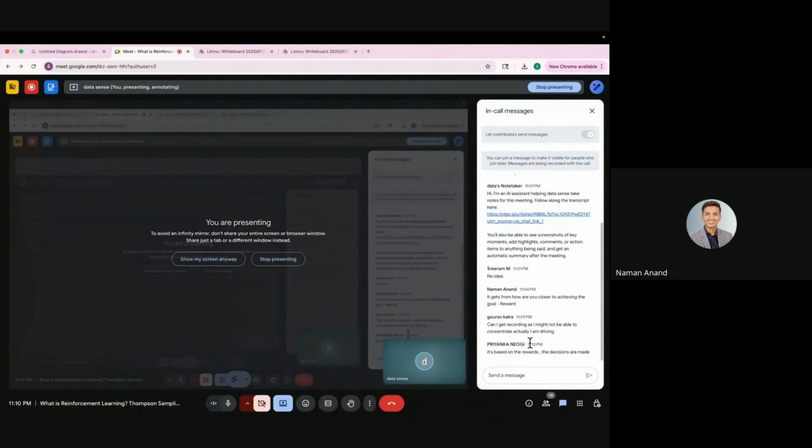Yeah, actually, from my perspective, supervised and unsupervised learning require a lot of data set.